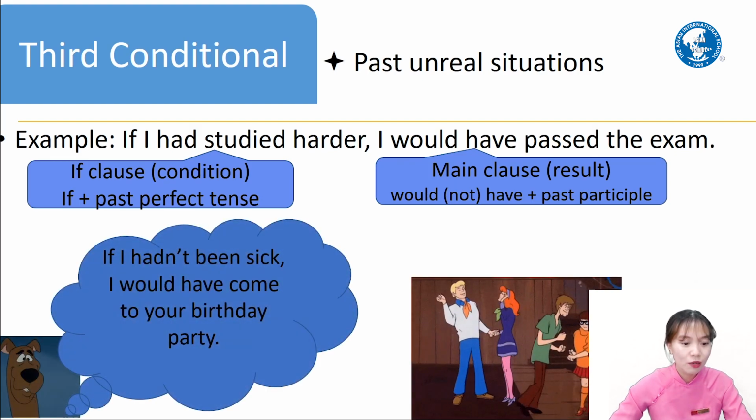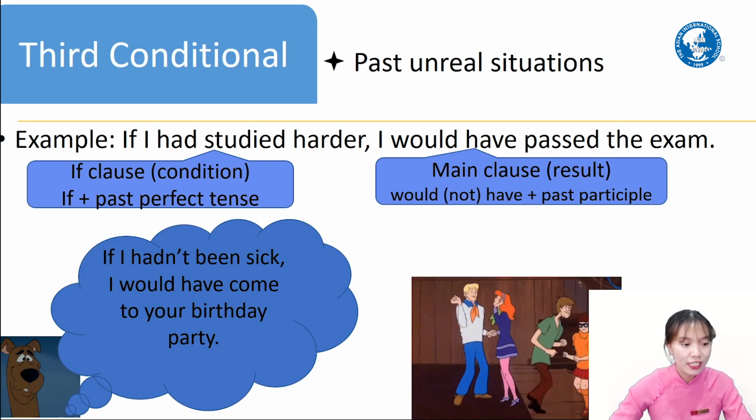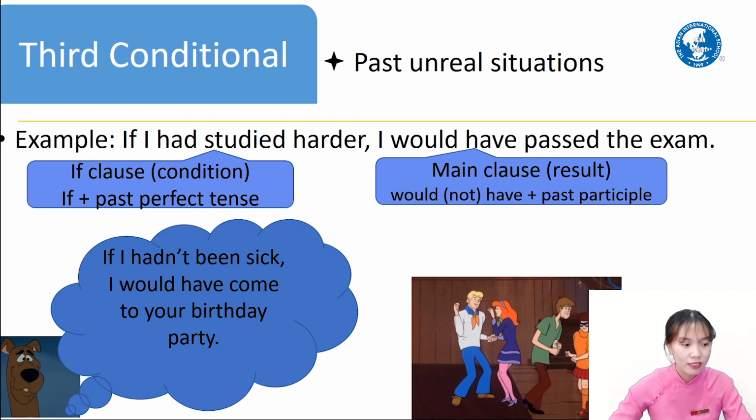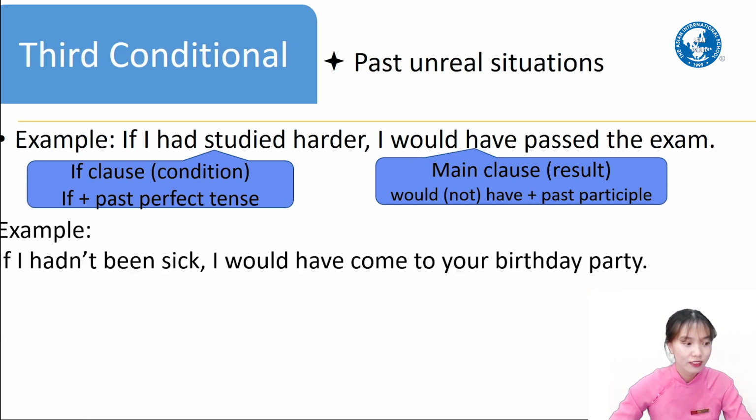Let's take another example for this. Yesterday, your friend had a birthday party, but you were sick. So the conditional for this situation is, if I hadn't been sick, I would have come to your birthday party. This is the past unreal situation. In the past, it didn't happen.